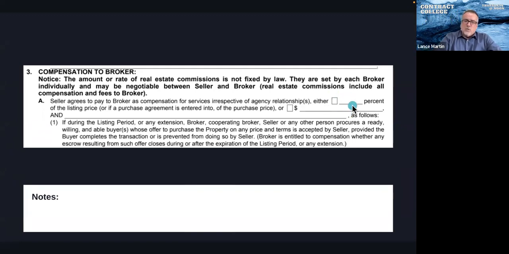So at any rate, we're going to take a 6% commission. I'm going to skip ahead a little bit. If I don't do a 6%, you might want to do a flat fee. You would check this box and type in $22,000, whatever that happens to be. So they're agreeing to pay 6%. Let me go back a sentence, 6% of the list price. So we're listed for $850. So right now, contractually, they understand they're going to pay 6% of the list price, or if the purchase price is entered into, of that purchase price.